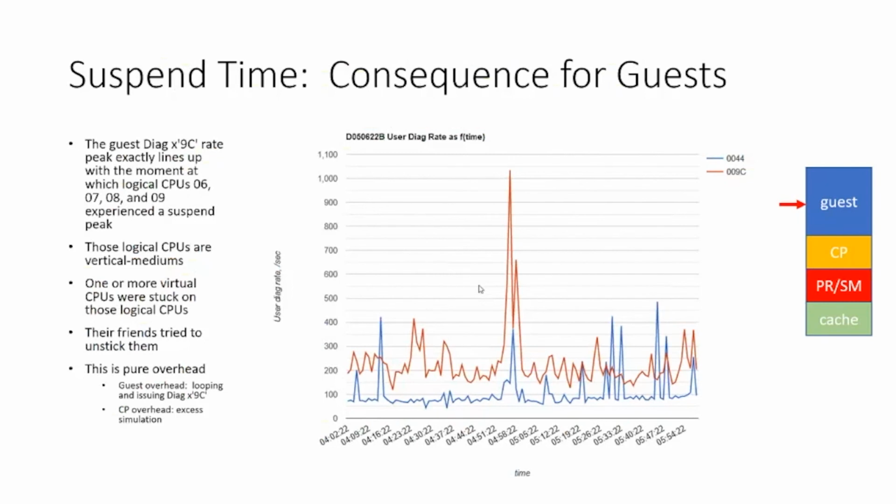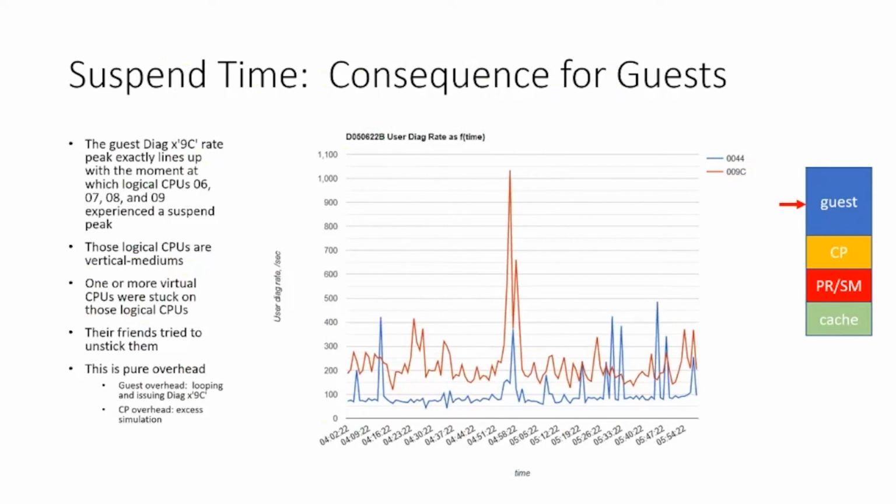So what are the consequences? When suspend time happens, what are the consequences for the various components of the system? Well, I've shown over here on the right-hand side of the chart that every layer in the service stack, the software stack, experiences consequences when this happens. Right now, I'm talking about the consequence for the guests that are running on our control program. The guests have an API available to them that lets them kind of give away their CPU time to the other virtual CPUs in their configuration.